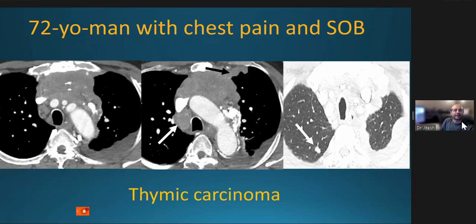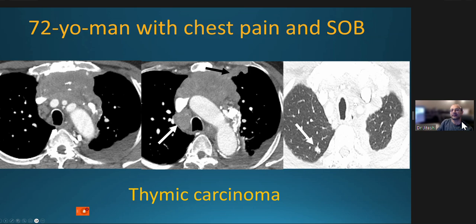All right. So next patient is a 72-year-old man with chest pain and shortness of breath. Now look at this case. Again, we have a mass which is not very well marginated. It looks like an invasive tumor in the prevascular mediastinum. And in this patient, we can see lymphadenopathy. We can see there's a lymph node in the right paratracheal space. And we can also see it is invading the pleura. There is a small amount of left pleural effusion, right? So pleural invasion, we are seeing lymphadenopathy, and on lung window, we are seeing this nodule.